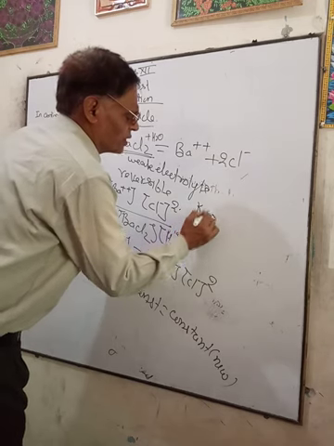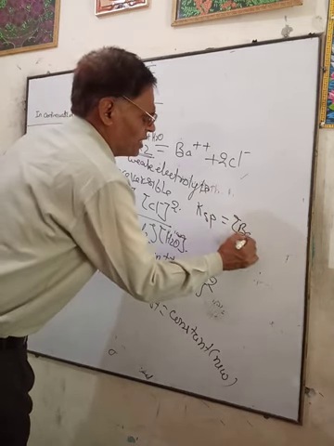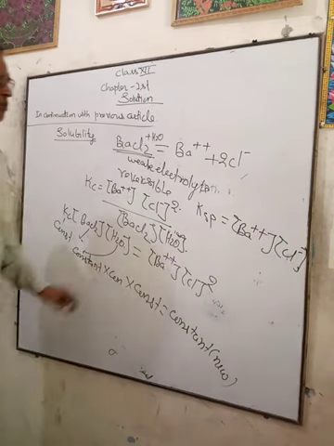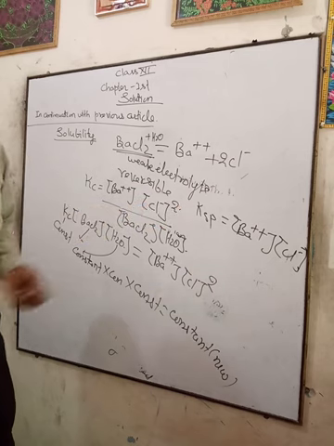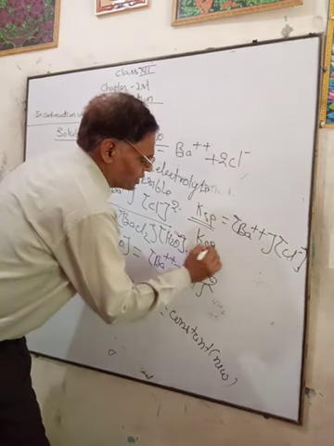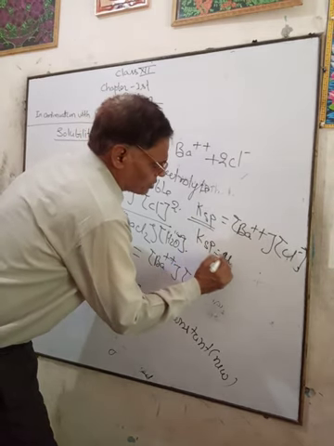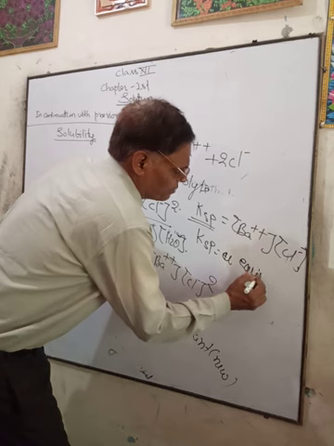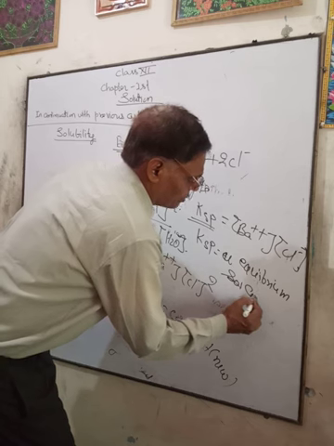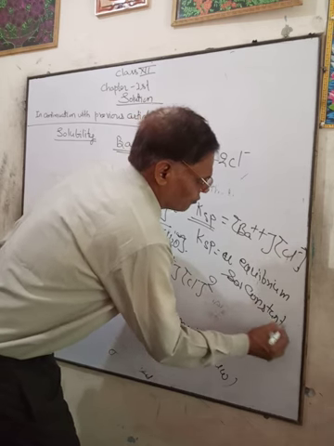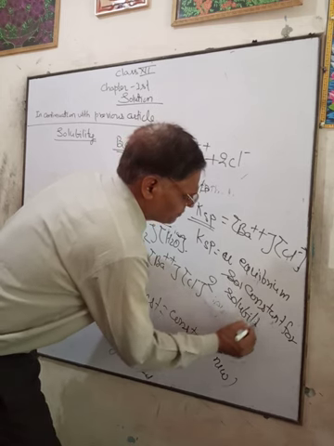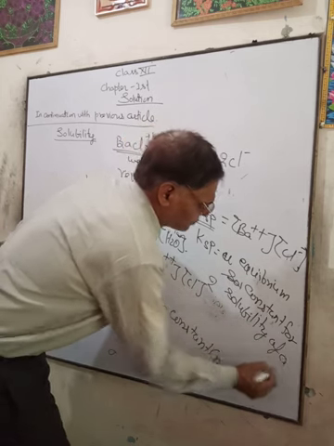Here Ksp is equal to Ba++, and you can write here simply Cl minus. That will also do. Then Ksp, what is it? Equilibrium constant for solubility of salt. Here Ksp is the equilibrium constant for solubility of a salt.